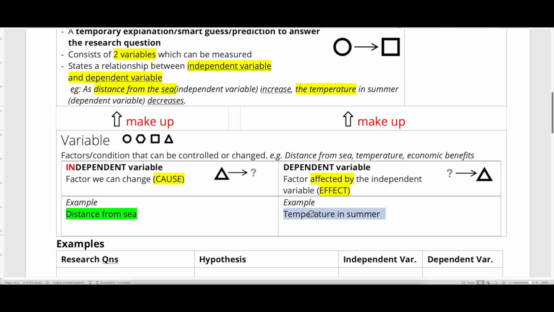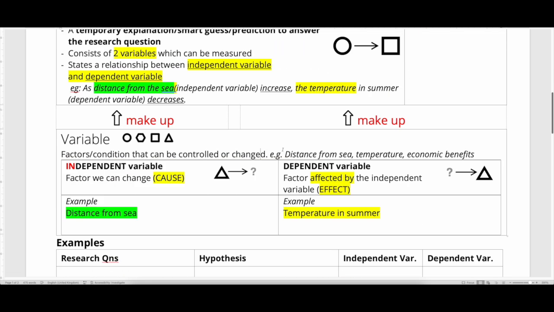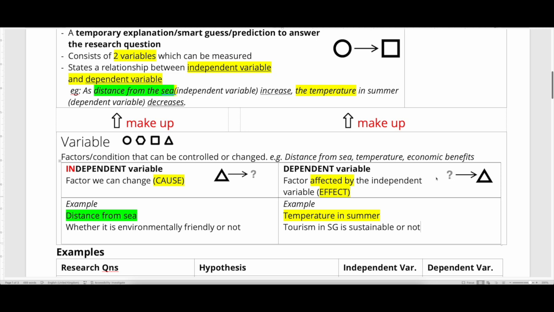Temperature in summer. Okay, so if I use this for example, then I'm saying that it is not sustainable because it is not environmentally friendly. So whether it is environmentally friendly or not is the reason that led to whether the tourism in Singapore is sustainable or not. Yes, these diagrams are illustrated, right?